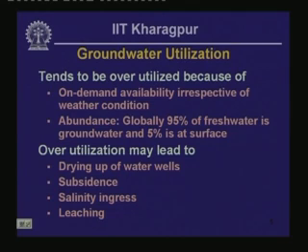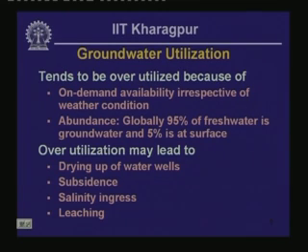Groundwater also tends to be overutilized because groundwater is essentially an on-demand supply. So you can tap a groundwater resource at any time when you require the resource. You do not have to worry about the weather condition or whether there is any flow available in a surface irrigation ditch because of drought.